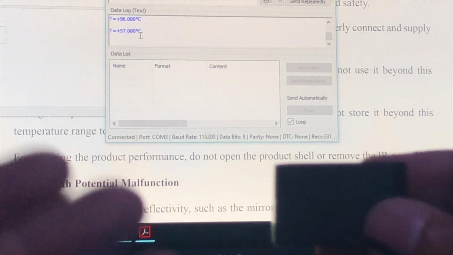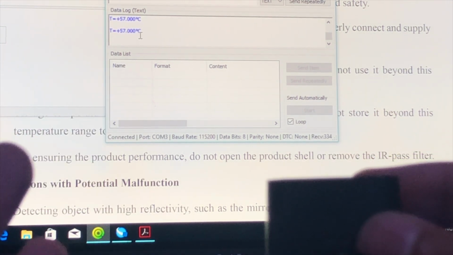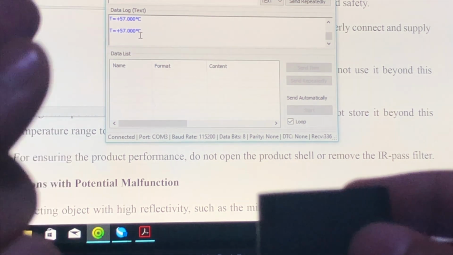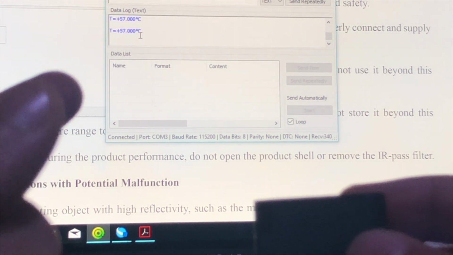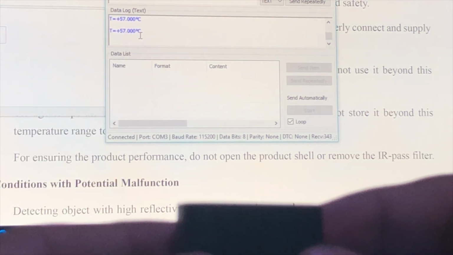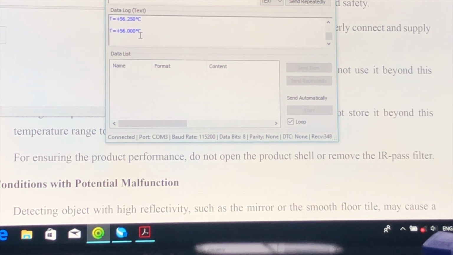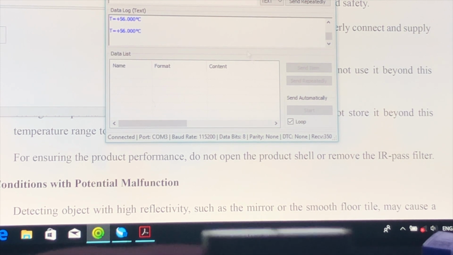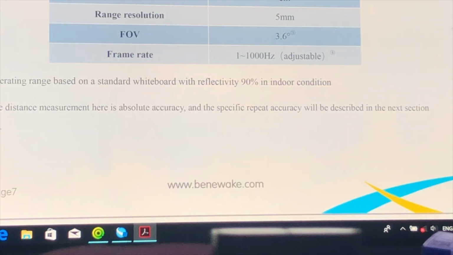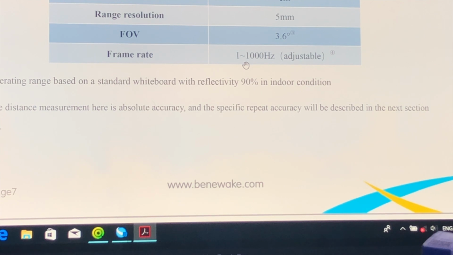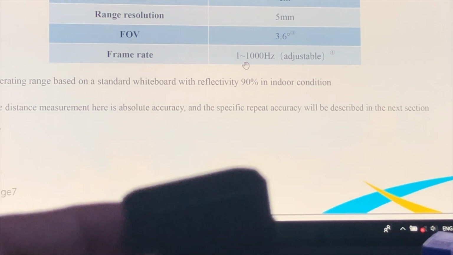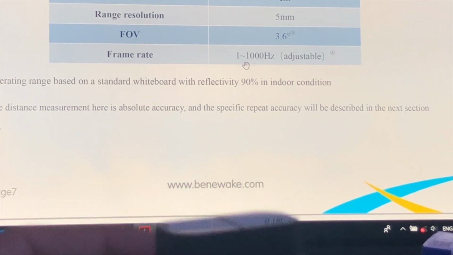For example, we can see that the temperature is going so high, now it's 57 degrees Celsius, right? So we can try to do something like sending commands to reduce the rate of sending the data, the frame rate value, right? So we can try to reduce the amount of power of the sensor and so on.